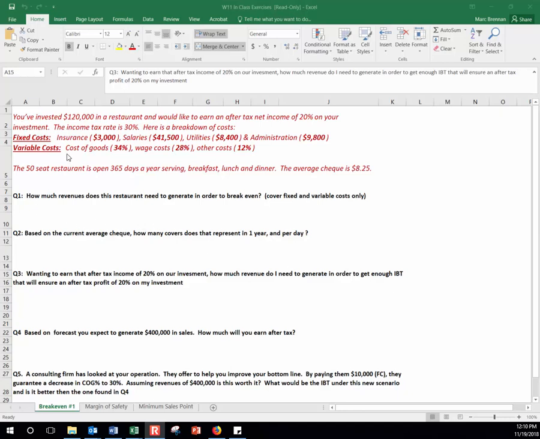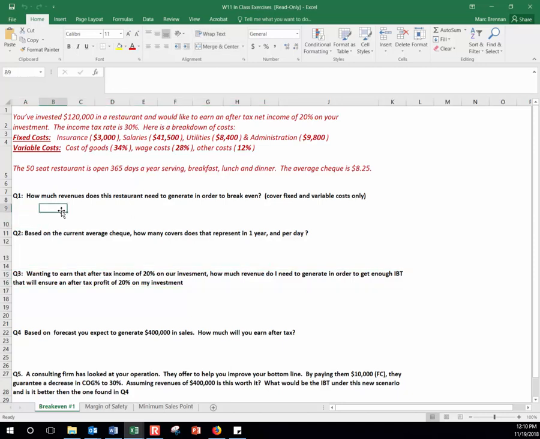So let's look at this example. You invested $120,000 in a restaurant and would like to earn an after-tax net income of 20% on your investment. The income tax rate is 30%. Here is a breakdown of costs. So it goes through all the different costs, fixed and variable. The 50-seat restaurant is open 365 days a year, serving breakfast, lunch, and dinner. The average check is $8.25. So how much revenue does this restaurant need to generate in order to break even?